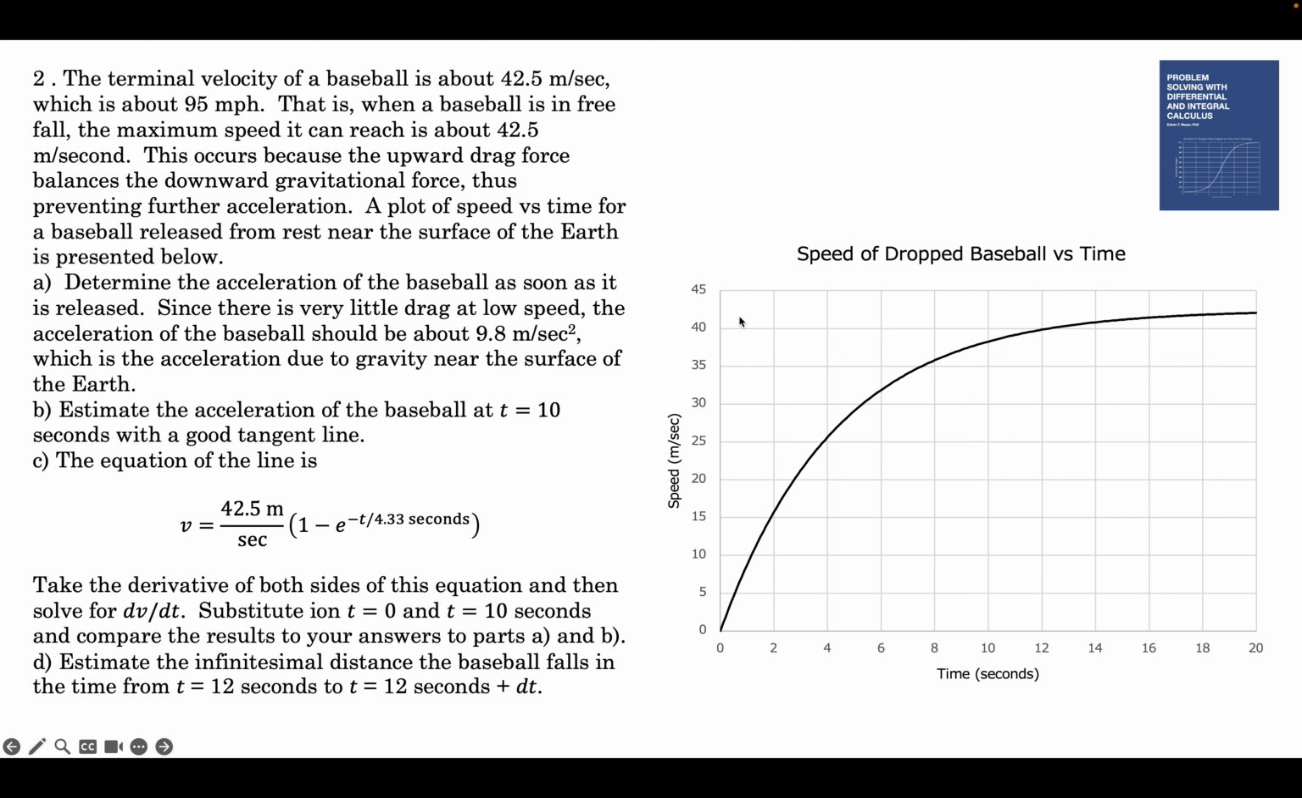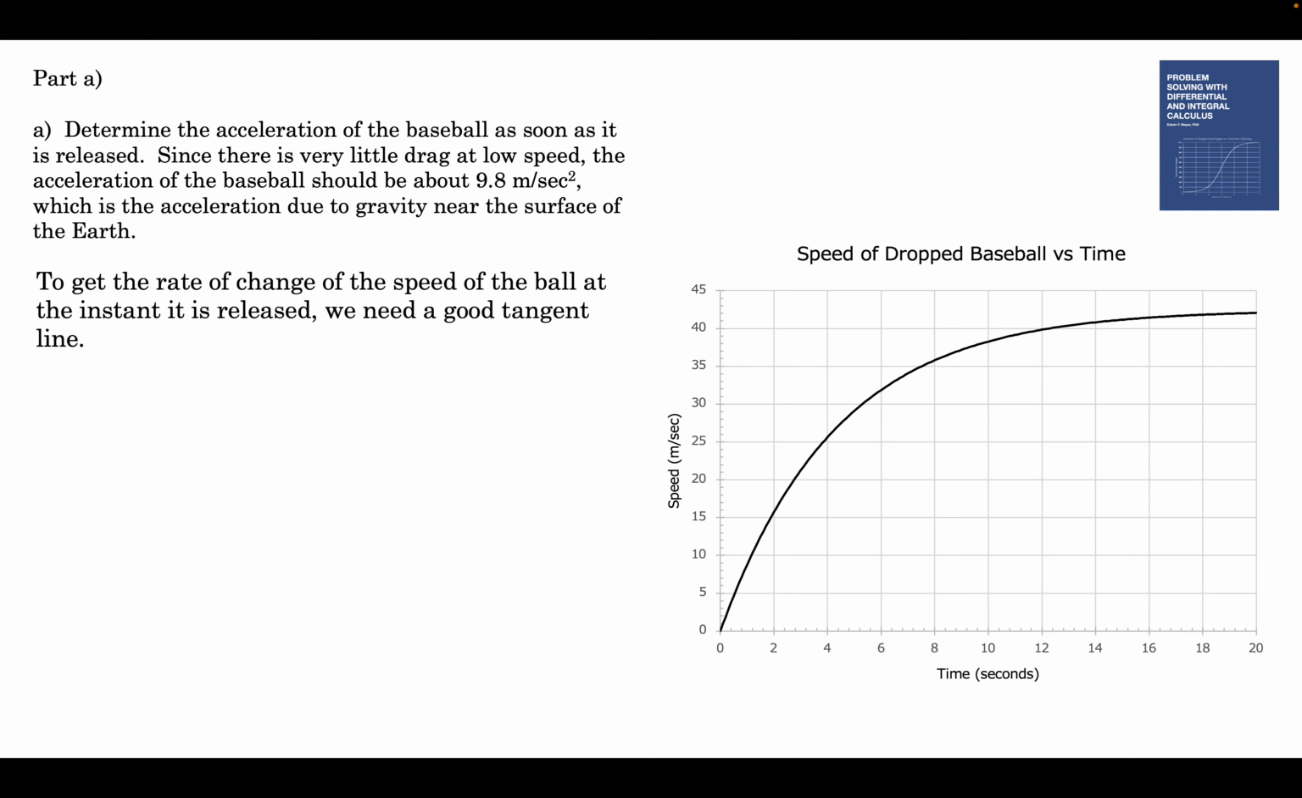Part A asked for the acceleration of the baseball as soon as it is released. So let's start there. To get the rate of change of speed, we need a good tangent line at 0. So the change in speed is the rise, and the change in time is the run, and the change in speed over the change in time is the linear acceleration. So there's a good tangent line.